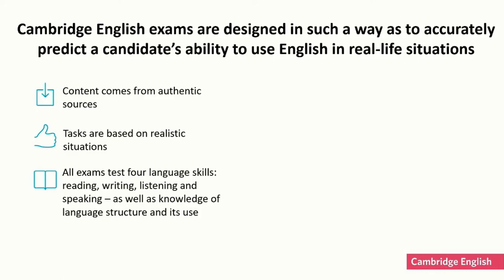Also, all exams test 4 language skills. You know, the 4 language skills: listening, reading, writing, and speaking, as well as the knowledge of language structure and its use, but they do not have a grammar section by itself. They incorporate grammar in the 4 skills, which makes the exam as it should be. And there is a paired speaking test format for all level-based exams, which means that students do not face the examiner just by themselves. They are in pairs, two students, or in three if they are the last ones in the test, and they have a chance to interact. This makes everything easier in the tests.